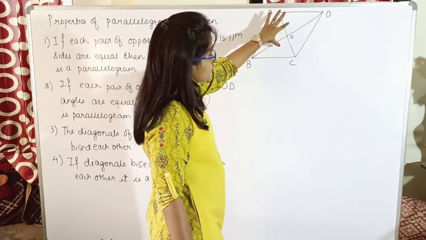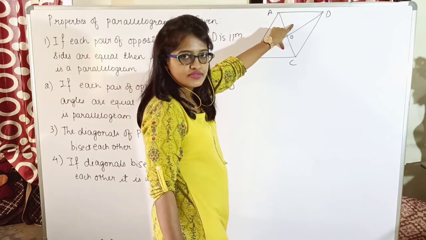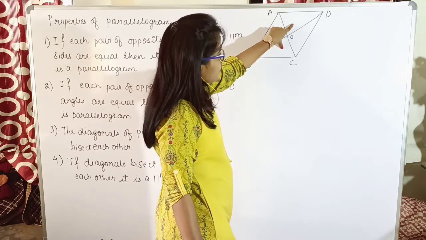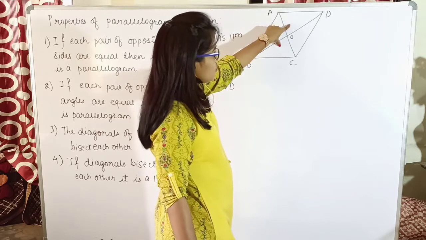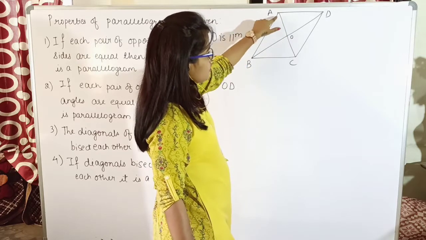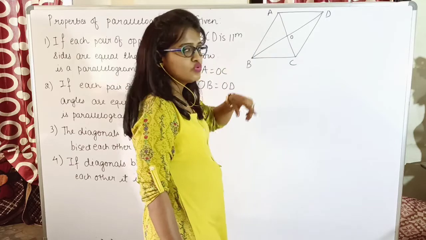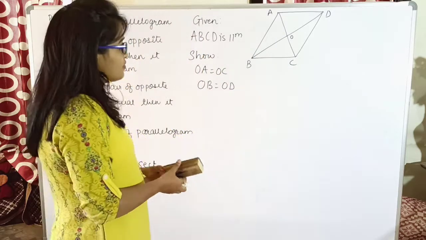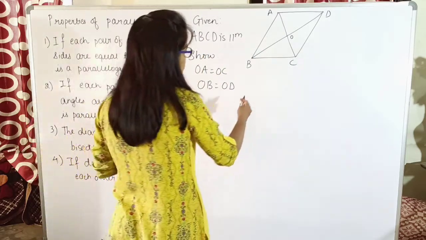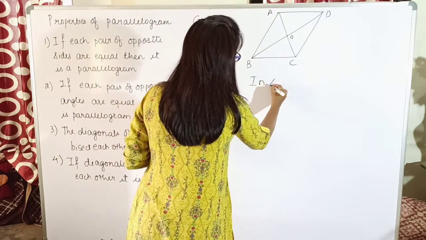What if I show these two triangles as congruent? Yes, if I show AOD and COB as congruent, by CPCT, can I write OA equal to OC, whereas OB equal to OD? Yes, I can write. But for showing the two triangles as congruent, what do I have? So now let us write down first.